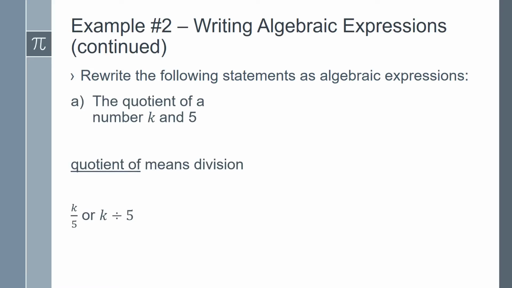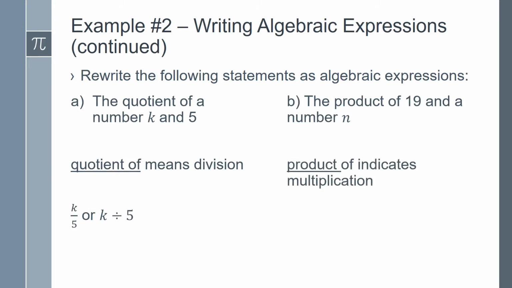Now let's take a look at another example. B. The product of 19 and a number n. Product of indicates multiplication. N times 19, or 19n, is an expression that represents the phrase, the product of 19 and a number n.